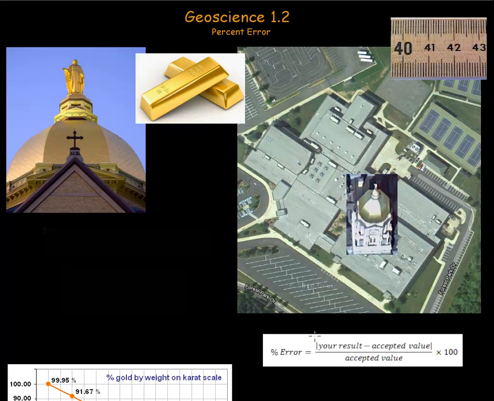Percent error is calculated by taking your data and subtracting the actual value from it, and then dividing it by the actual value, and then to get percent, multiplying it by 100. And we'll actually do this with this example.